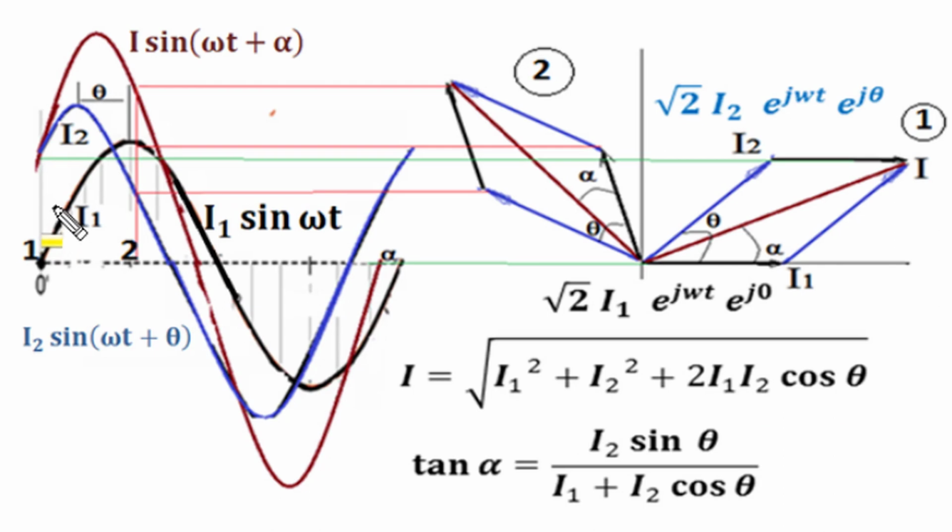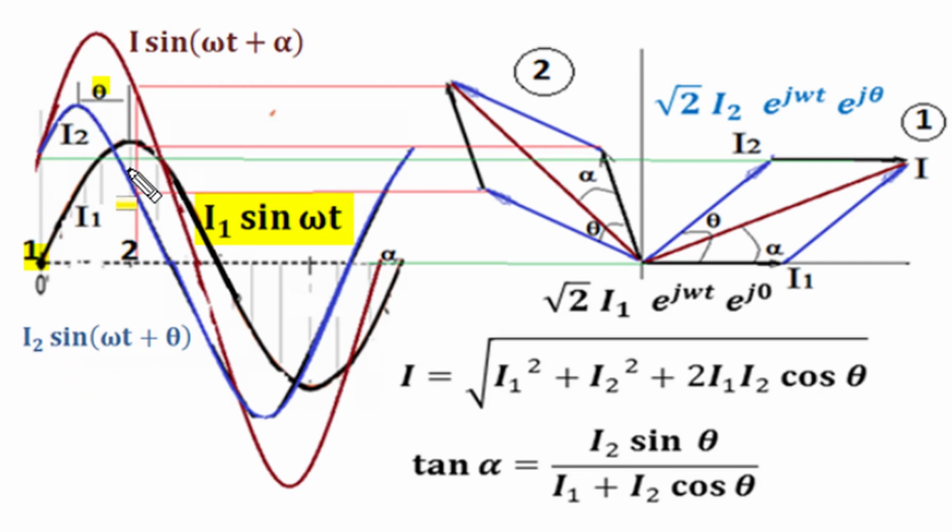Here we have to find out the sum of two currents. One is I1, which is a standard reference sinusoidal current with initial t equal to 0 instantaneous value 0, shown by this black wave, with mathematical trigonometric expression I1 sin omega t. And the other is the I2 current, which leads I1 by an angle theta, as shown by this blue wave, and its mathematical expression is I2 sin (omega t plus theta).